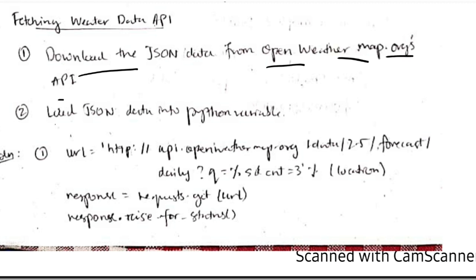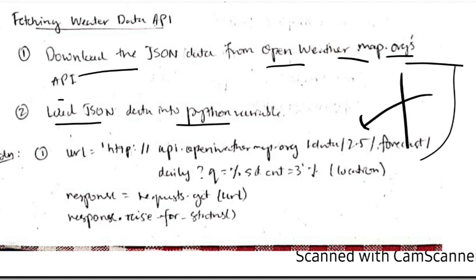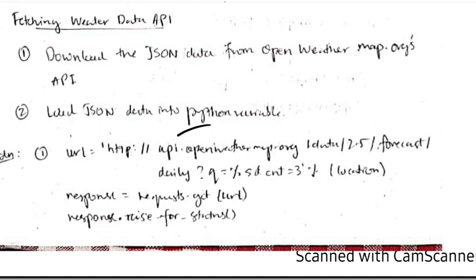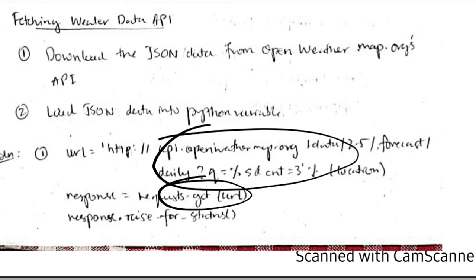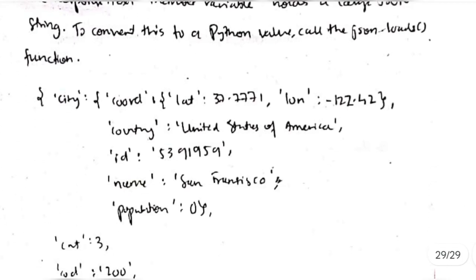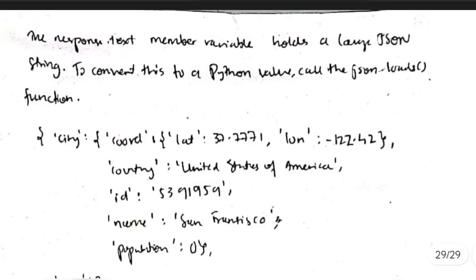Okay, after that, load the JSON data into the Python variable. Firstly, we are fetching the data from the weather API, and after that, we are loading the data into the Python module. How we will do that is, first specify the URL, get the URL's data and store it in a variable. After that, you have to change it into the Python variable, right? To convert into a Python value, call the JSON.loads function. JSON.loads changes the JSON to a Python value, and JSON.dumps will change the Python value to the JSON value. Okay, don't get confused between both of these.